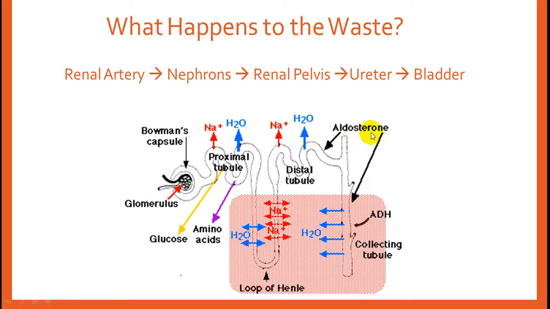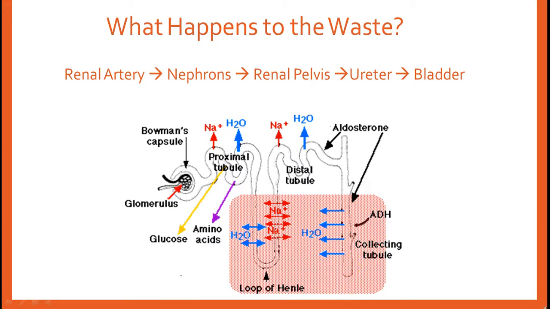Here's the hormone, the aldosterone I'm talking about. And then that hormone right here will affect the collecting tubule, and it will make the collecting tubule either permeable or non-permeable to water. If I need more water in the blood, it'll go out here. If I don't, it'll stay in.